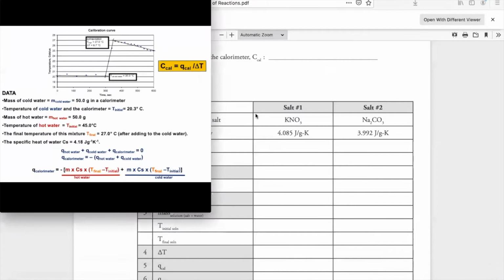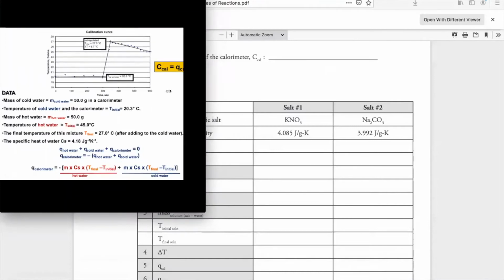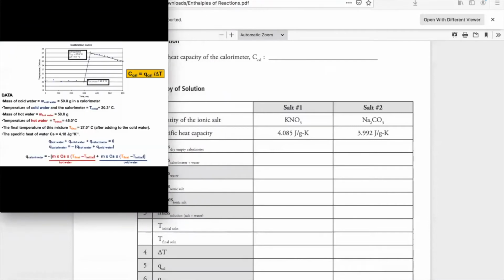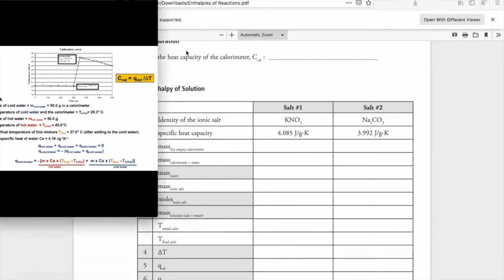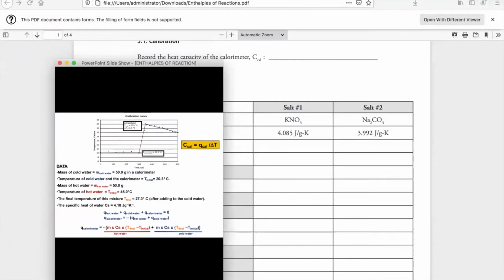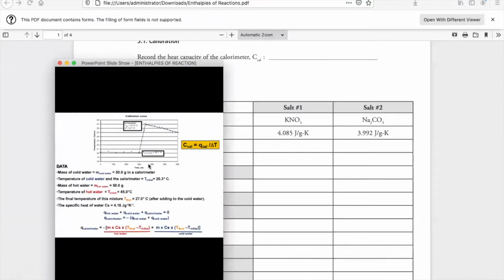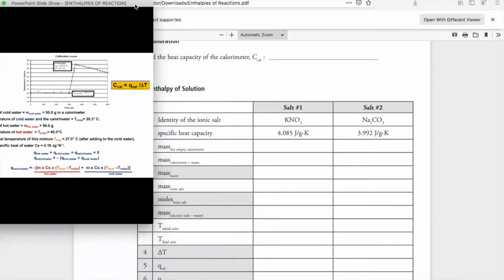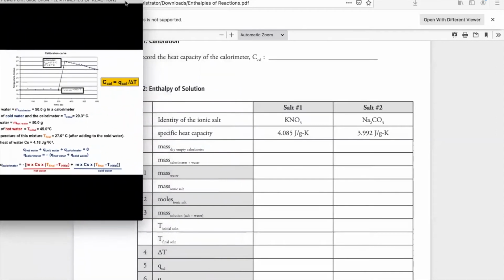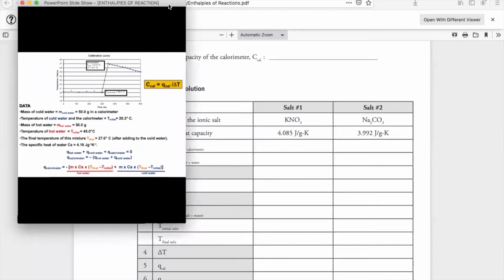the data right here. Let's just minimize this a little bit so that we see. Mass of H2O is 50 grams. This is the mass of H2O we have. So mass of H2O and mass of ionic salt.